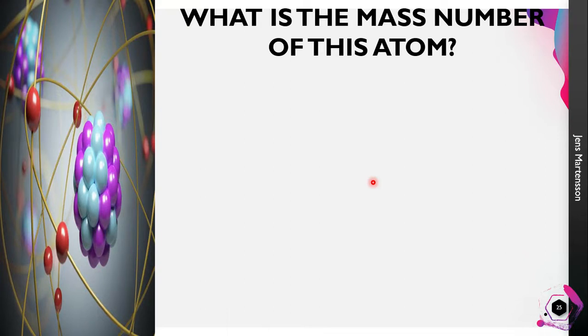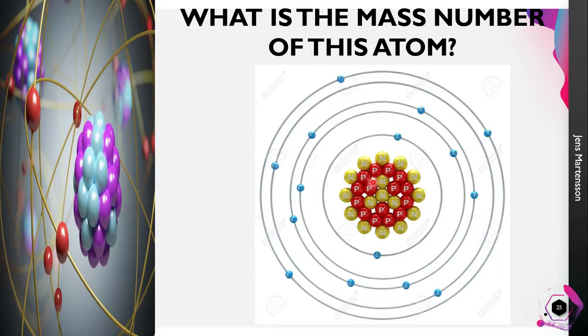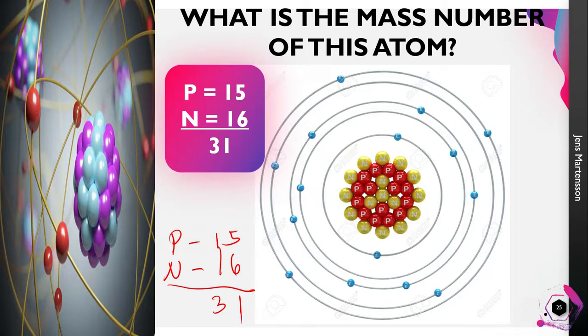How about this one? What is the mass number of this atom? Again, to get the mass number of an atom, we add the neutrons and the protons. So if we count the number of protons, 3, 4, 5, 6, 7, 8, 9, 10, 11, 12, 13, 14, 15. Okay? So we have 15 protons. How about the neutrons, these yellow ones? 4, 5, 6, 7, 8, 9, 10, 11, 12, 13, 14, 15, 16 neutrons. Okay? So let's add them to get the mass number. So, the mass number of this atom is 31. Okay? I think this is phosphorus, no?